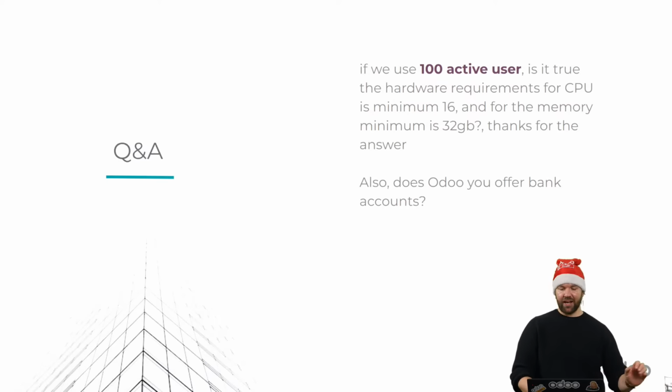If we have 100 active users, is it true the hardware requirements for CPU is minimum 16 and for the memory minimum 32 gigabytes? I guess what we're talking about is a hardware perspective, and I'm not quite sure. I've never implemented an on-premise installation or set up a server. I'm not going to be able to answer that question, but maybe someone technical in the future will, so I'll leave that in the list for a future time.